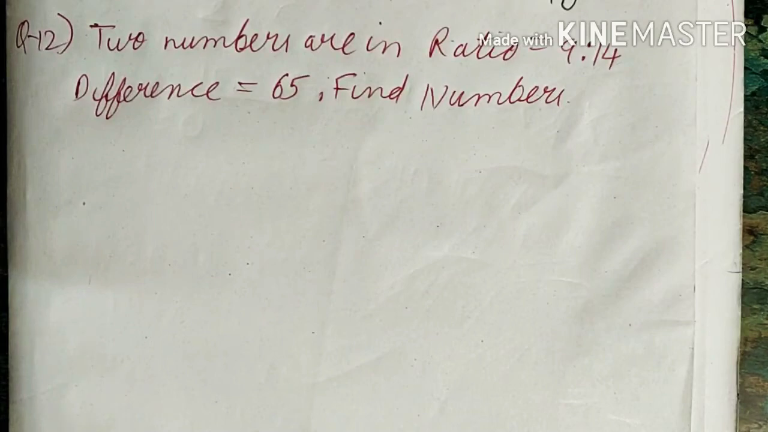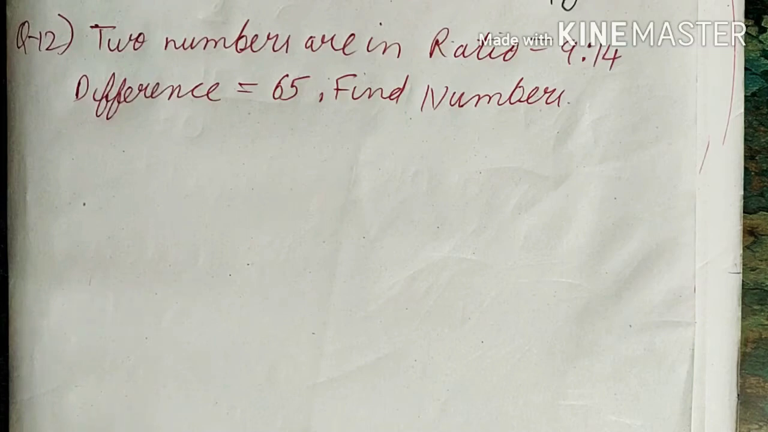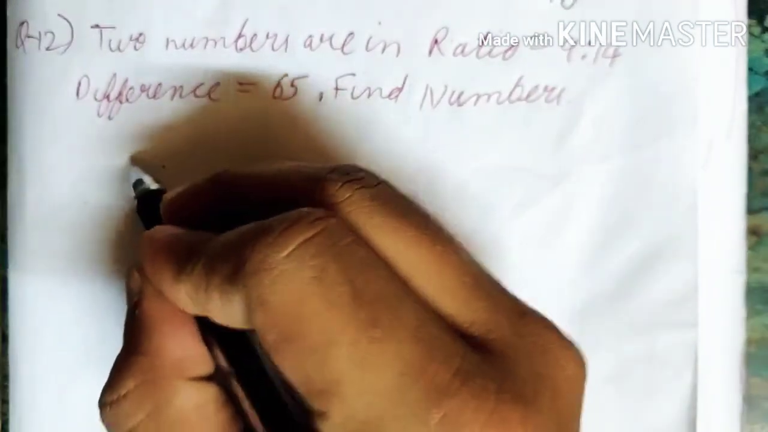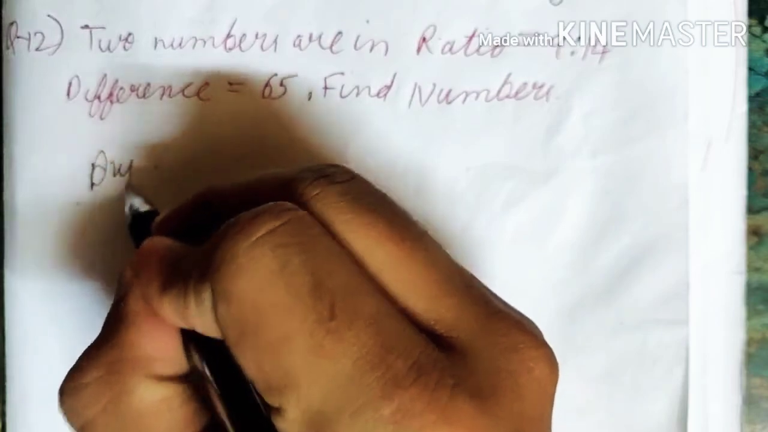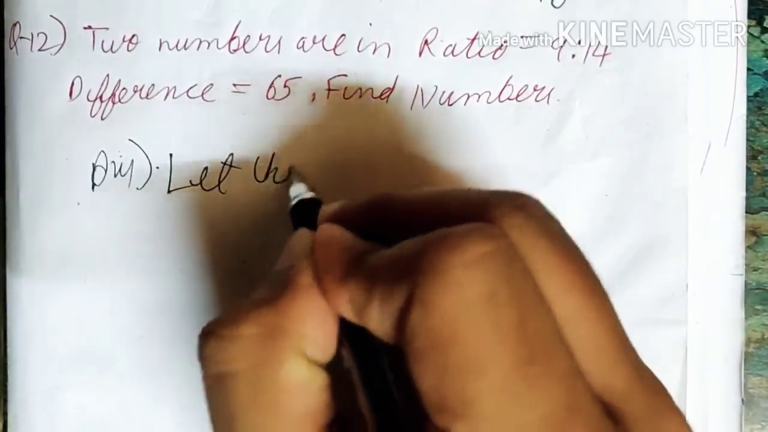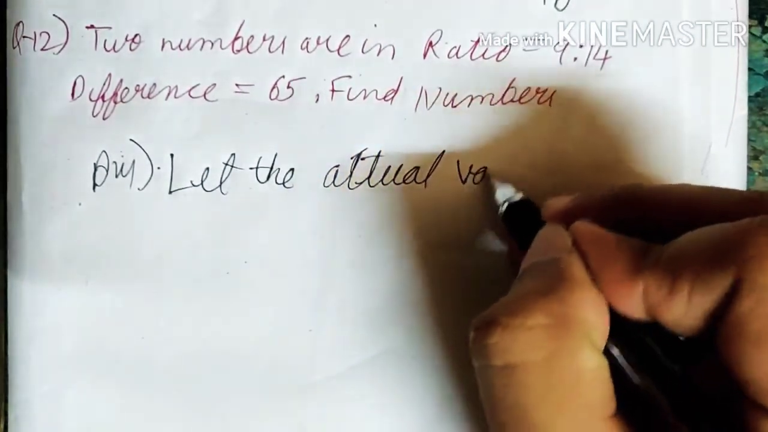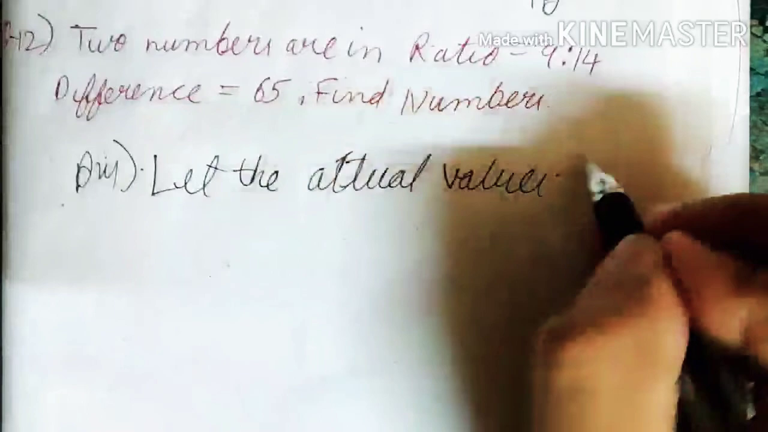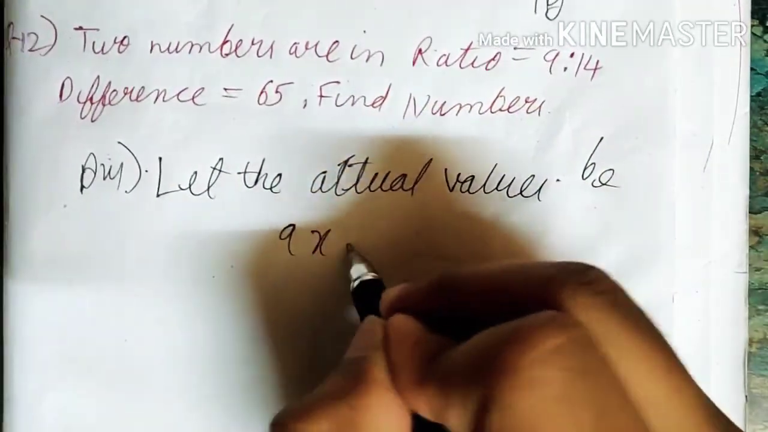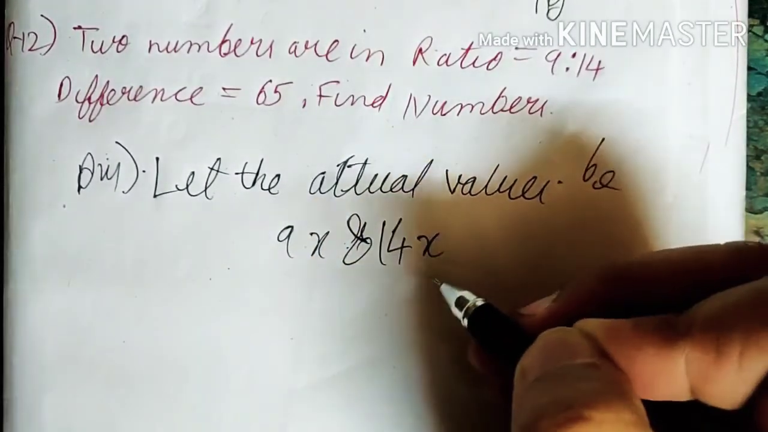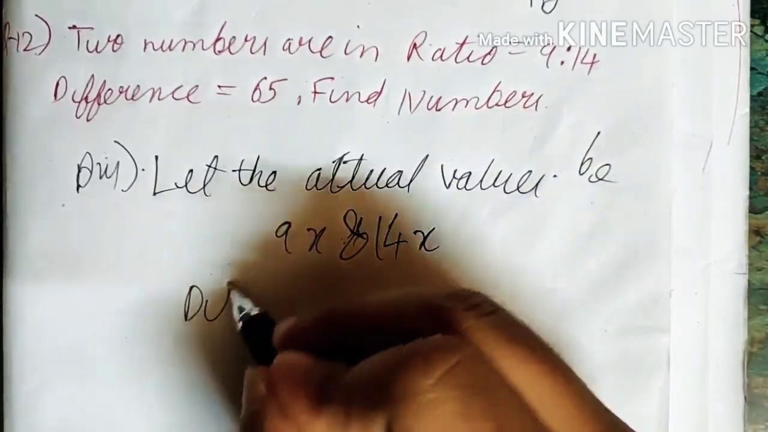So the next question here is, the two numbers are in ratio 9 is to 14 and the difference between them is 65. Find the numbers. Here the question says that whenever we are given the ratio, we let the actual values be 9x and 14x.